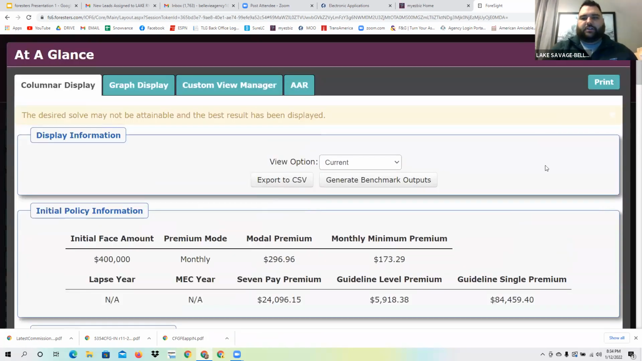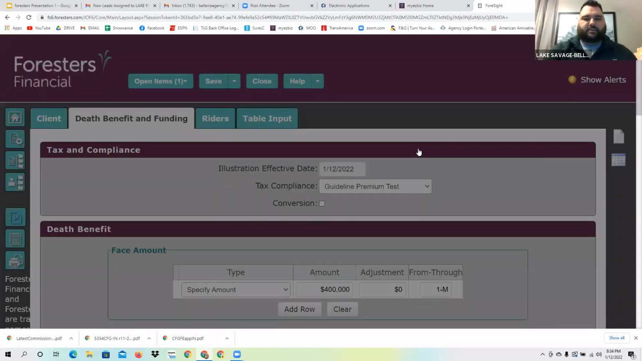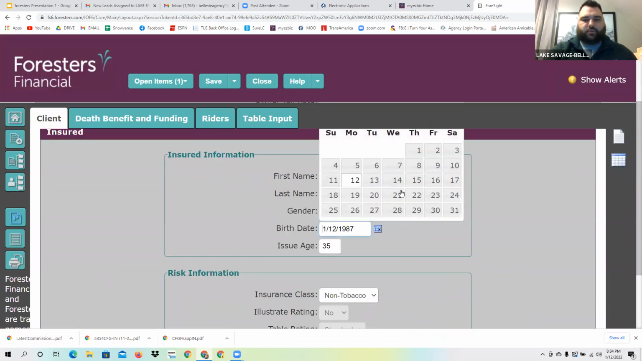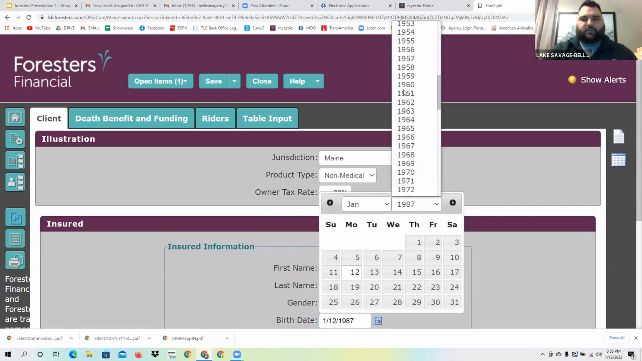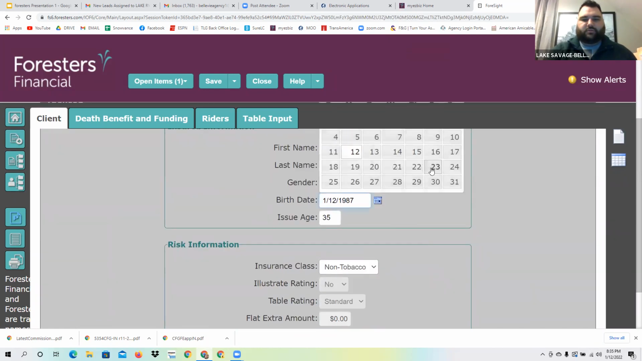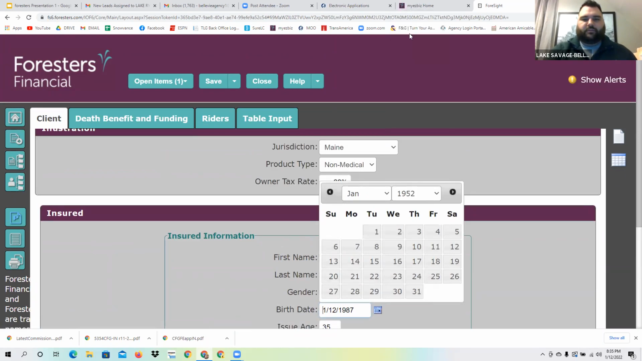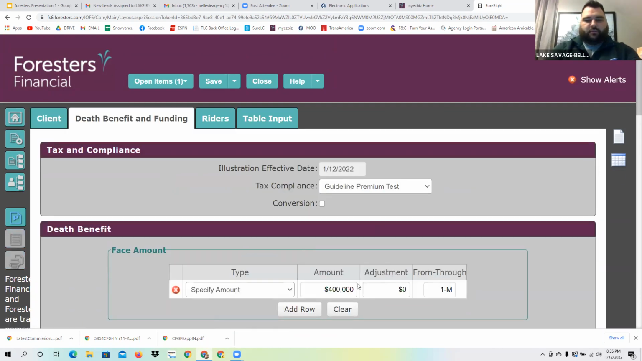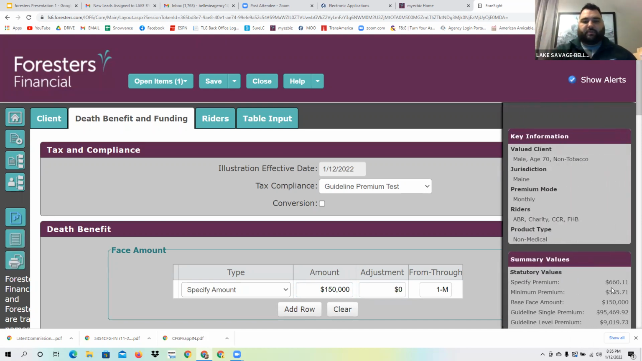So another cool thing that you can do with the SUL and IULE, let's go back to the client. Let's change him to almost 70 years old. Okay, 52, January 2. So he's 70 years old, right? He's not going to be able to get the full 400,000. After age 55, you're going to be able to get 150,000. Right? This is for someone who's worried about the death benefit, not the cash value. Look, so the target premium is a lot of money. It's about $100 less for the minimum premium.